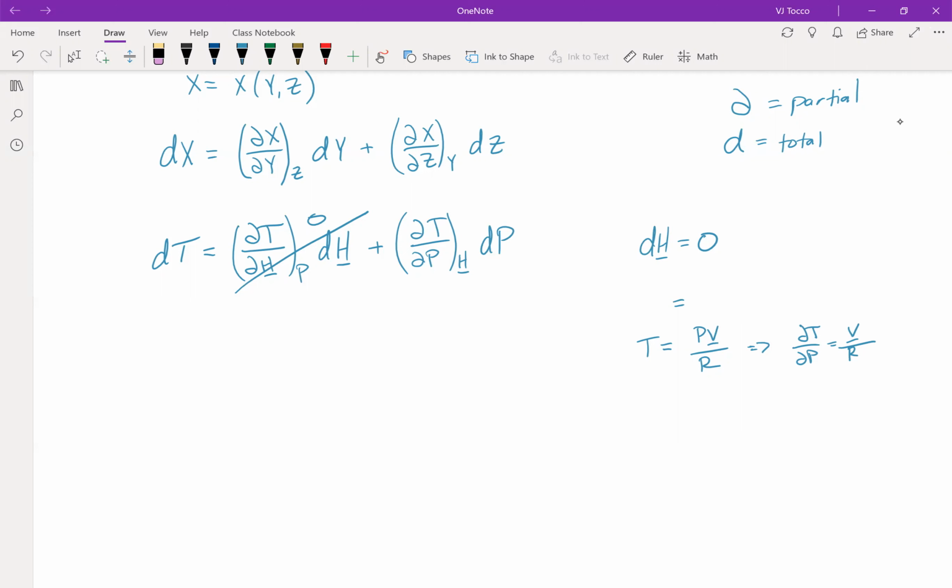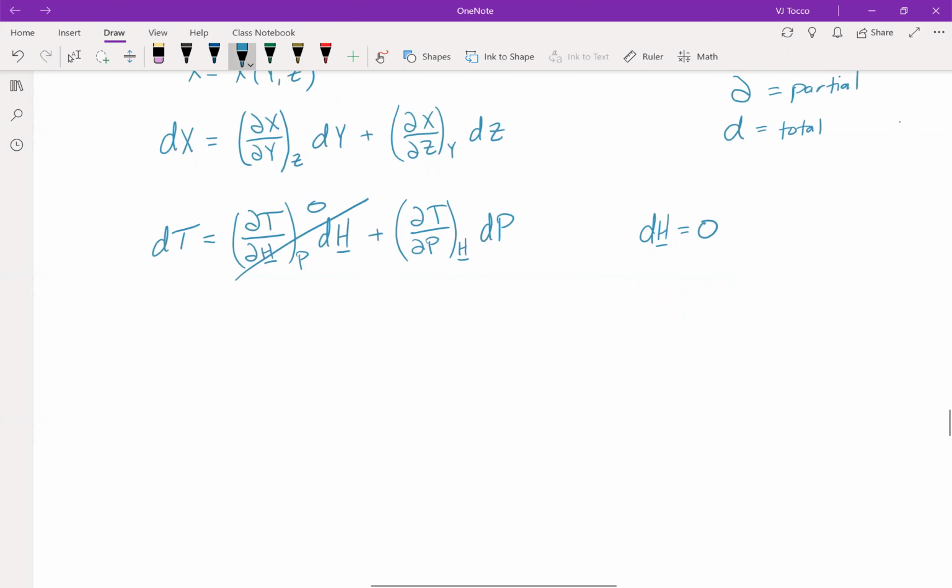But again, think back to the guiding principle of this section: how do I relate what I seek to know to what I already know? So how can I relate partial T with respect to P at constant H to something that I already know? And this is where we're going to do some more calculus properties.